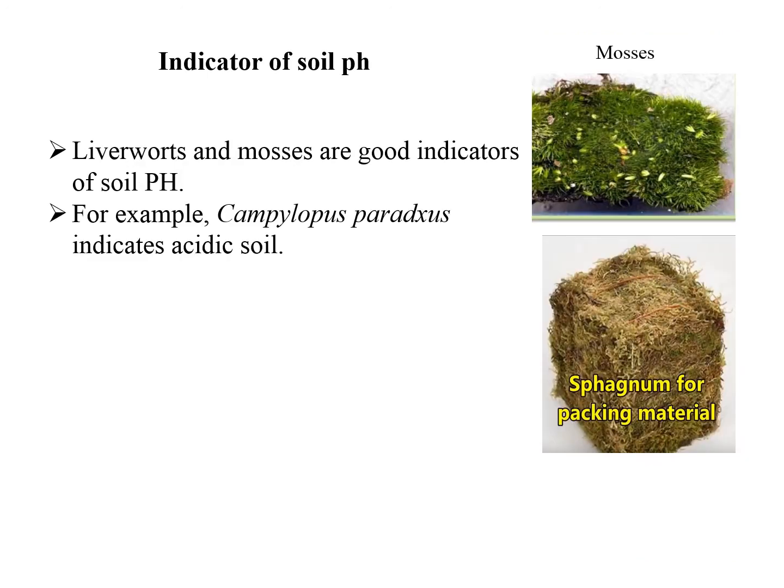Liverworts and mosses are good indicators of soil pH. Some bryophytes can grow only in a narrow and specific range of pH, so their presence can be used as an indicator of soil pH.